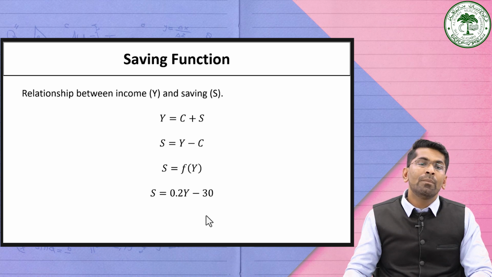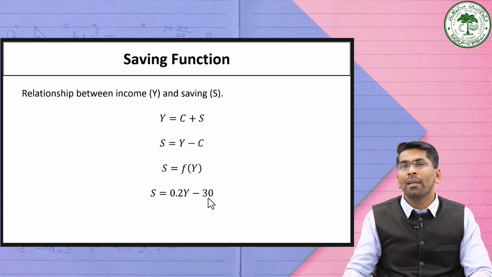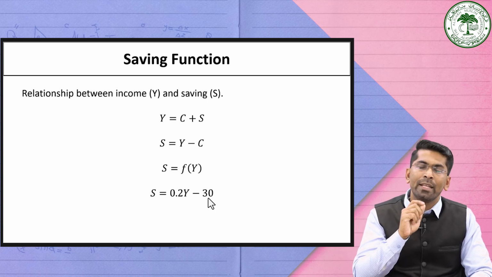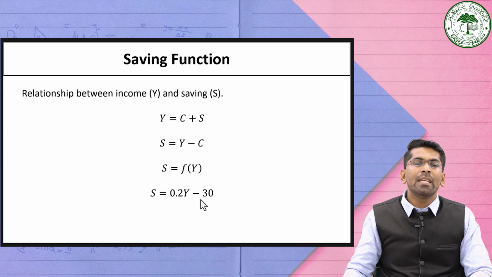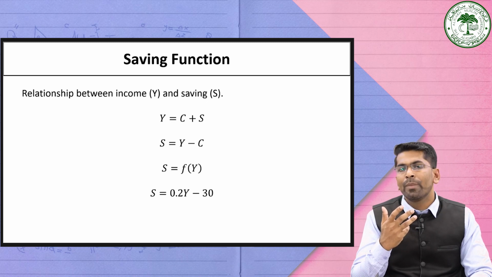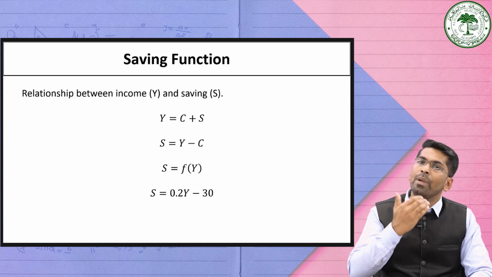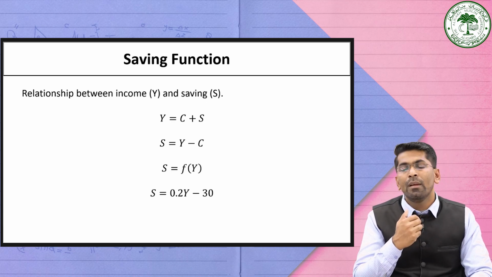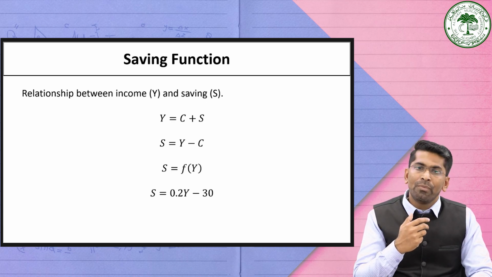So the constant term, that is minus 30 in this saving function, is negative 30, which implies that it is actually dis-saving, irrespective of your disposable income. Dis-saving actually means that the individual is spending more than their disposable income. That is, savings fall below zero when your disposable income is zero. So this is all about the saving function.